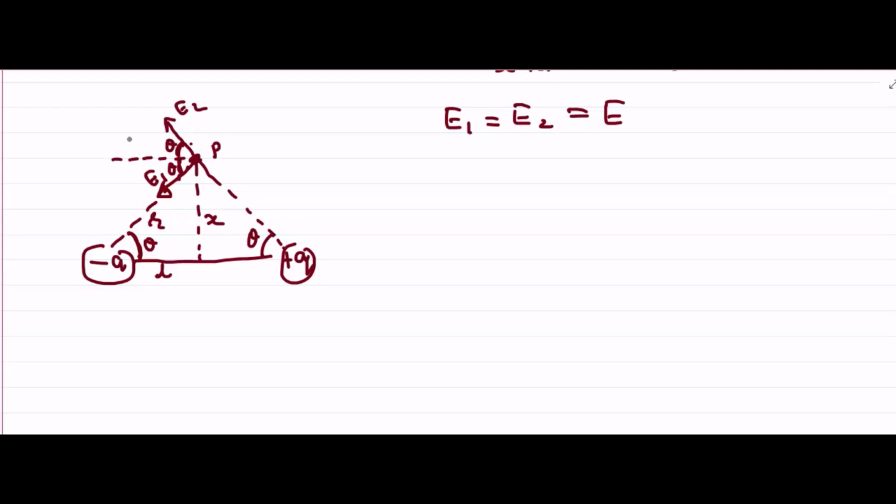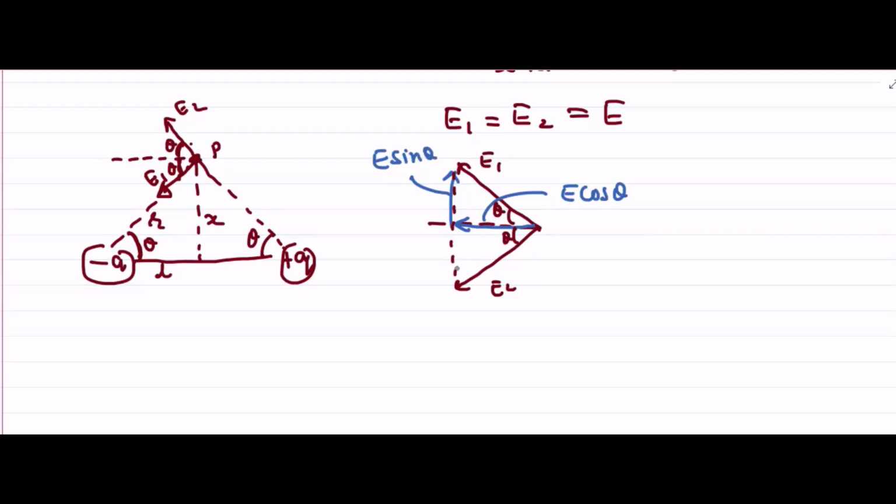Okay, now let us look at this diagram closely. This diagram I will show once again. I'll magnify this diagram. This is E1, this is E2. Both of them have the same magnitude, E1 and E2. This angle is theta, this angle is also theta. Now E1 vector, I can split it into its two components. So let me show the components. This will be the vertical component of E1. This will be the horizontal component of E1. If this is theta, this component will be E cos theta, and this component will be E sin theta. Same way, as far as E2 is concerned, this is E cos theta, and this will be E sin theta.